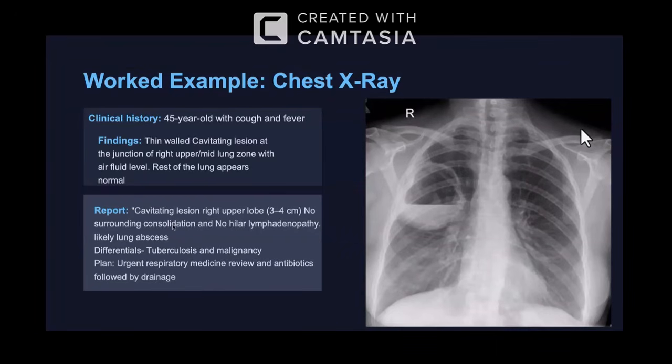So, cavitating lesion in the right upper lobe, around 3 to 4 centimeters, no surrounding consolidation, no hilar nodes. My diagnosis is a lung abscess, and my differentials include tuberculosis and malignancy. Plan urgent respiratory medicine review and antibiotics followed by drainage. So this is how you should roll this case. Very crisp, and it should be less than 150 words.